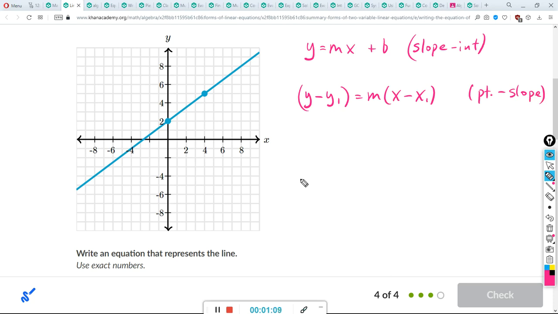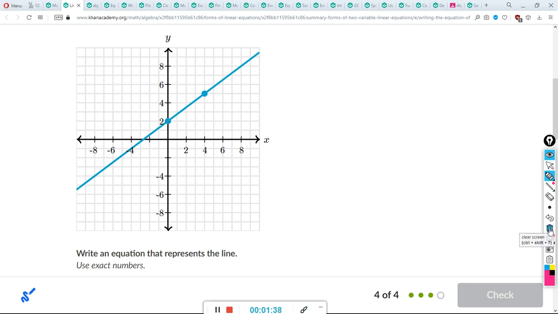All right. So if they give you the y-intercept, in other words, the point that is on the y-axis, your best bet is to use slope-intercept form. But if they don't give you the point that's on the y-intercept, it's probably easier to use point slope form. So for this one here, they do give us the point on the y-axis, so we're going to use y equals mx plus b.